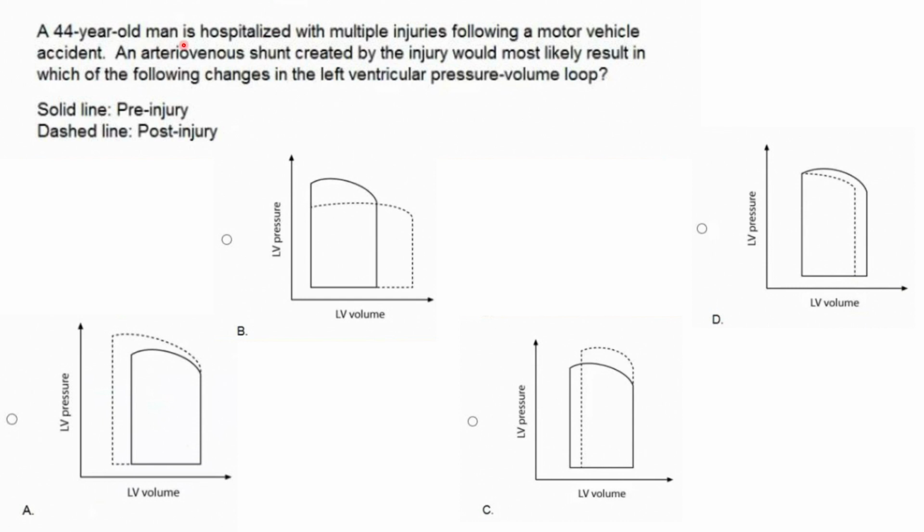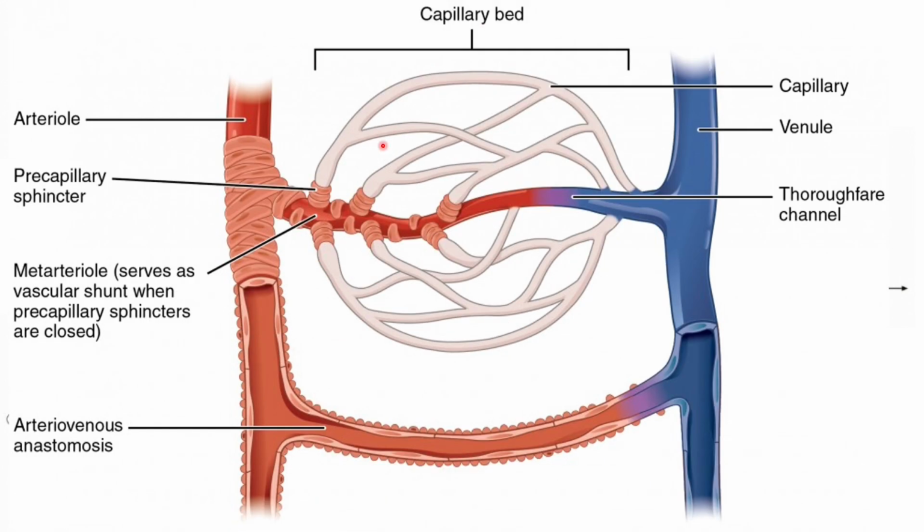A 44-year-old man is hospitalized with multiple injuries following a motor vehicle accident. An arteriovenous shunt created by the injury would most likely result in which of the following changes in the left ventricular pressure volume loop? The solid line is pre-injury and the dashed line is post-injury. So what exactly, guys, is an arteriovenous shunt? And I want you to think about it in terms of preload and afterload. It will make things much easier, like I told you in the intro.